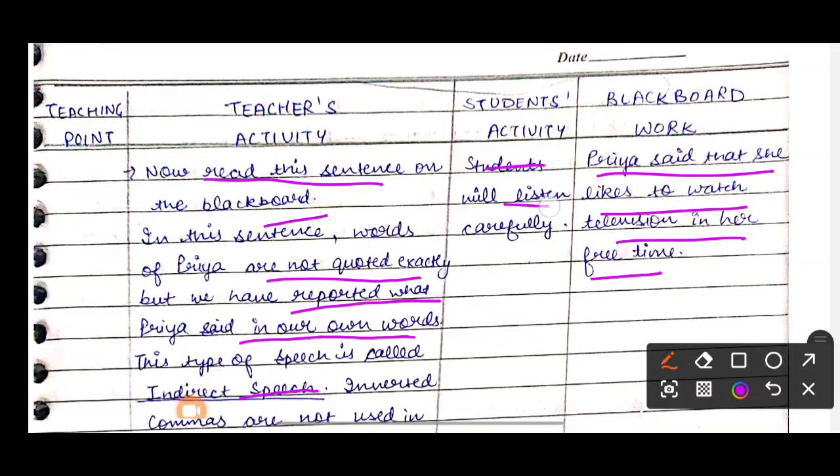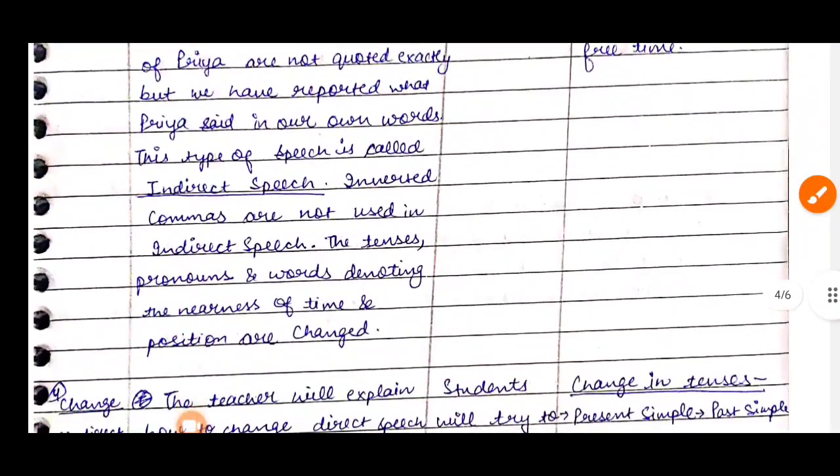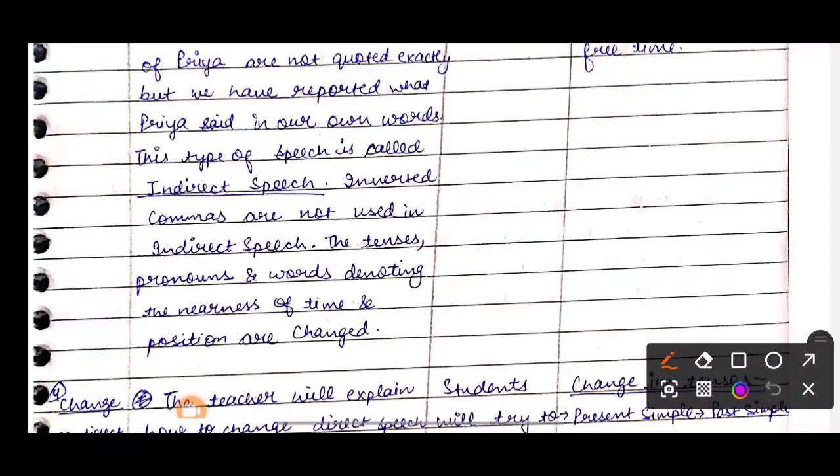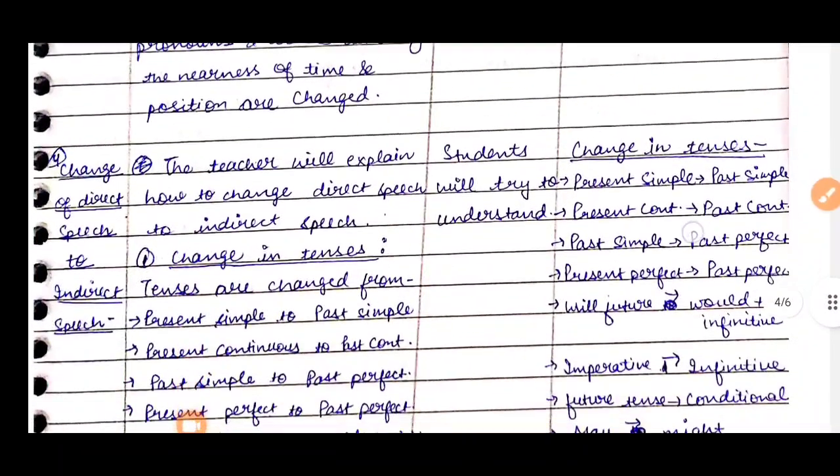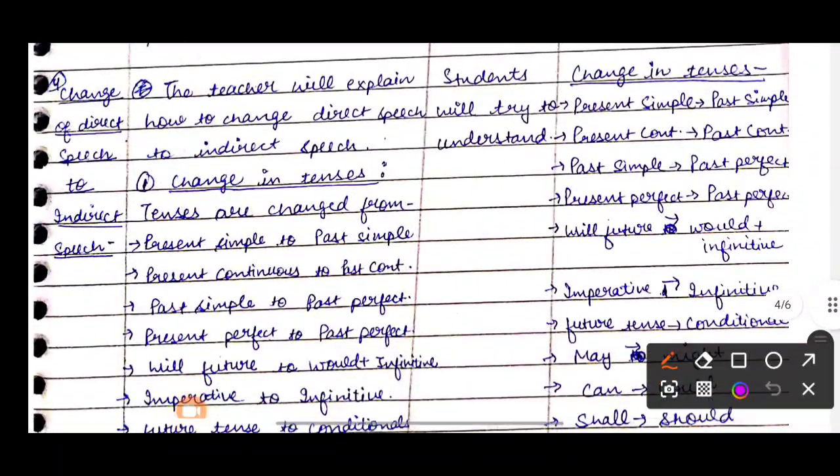Students will listen carefully. Now we will also tell them that inverted commas are not used in indirect speech. The tenses, pronouns and words denoting nearness of time and position are changed. We'll explain them through some examples also. After that, the next teaching point is change of direct speech to indirect speech. Now we'll tell them how to change. The teacher will explain how to change direct speech to indirect speech, and students will try to understand.